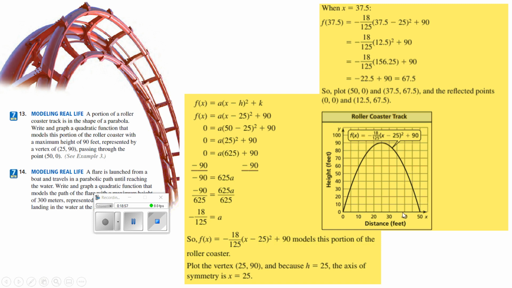Is that what I said here? Let's see. I guess it was more about here. So you're saying it should be about right there, 67.5. So, we plot 50 and 0 and 37.5 and 67.5, and the reflection point then is going to be 12.5 and 67.5, opposite side over here. So that's how you got your graph.